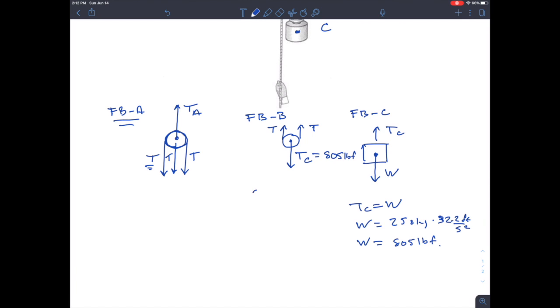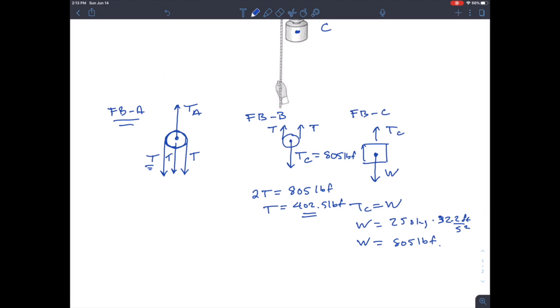And I have an equation that 2T is equal to 805. And I'm liking this because that lets me solve for T. So we get T to be 402.5 pound force. That's probably going to send almost everybody up in the air, so we'd need a very large person. So there's the answer to the original question.